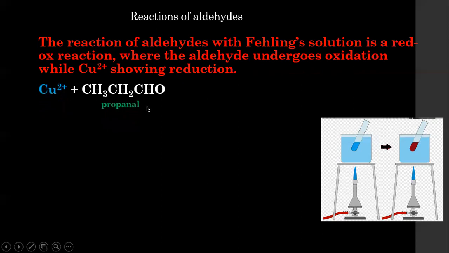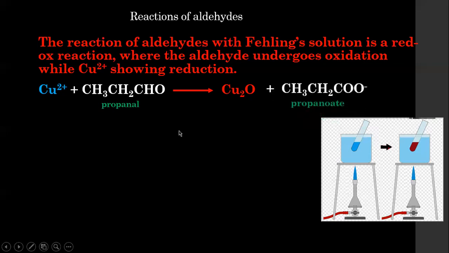How is it happening? I'm going to react copper-2+ ions, meaning Fehling solution, with propanal. You know what happens? Propanal will go to propanoic acid, and copper-2+ will go to copper-1 oxide. Actually, it makes propanoic acid, but because the medium is alkaline, you end up with propanoate.